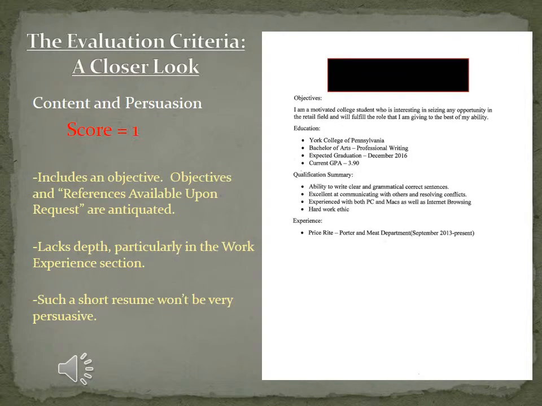This sample resume would also receive a score of 1 for content and persuasion, but for slightly different reasons. First of all, it includes a job objective, which we've talked about before as being antiquated, just like references, so they should be left off of resumes. Second, this resume just generally lacks depth. Even though it has an education, a skills section, and even an experience section, it really doesn't give enough information for the job seeker to sell himself appropriately. Such a short resume is not going to be very persuasive to an employer.